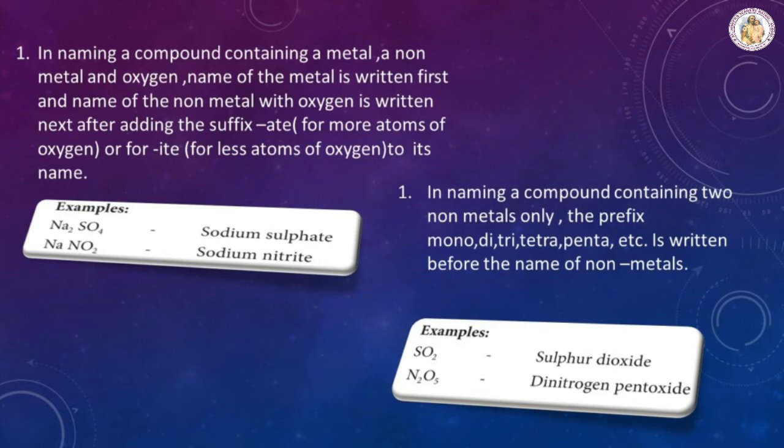Next, N2O5, dinitrogen pentoxide. So 2 nitrogen is there, so dinitrogen. And 5 oxygen is there, so pentoxide. 5 means penta. So dinitrogen pentoxide.